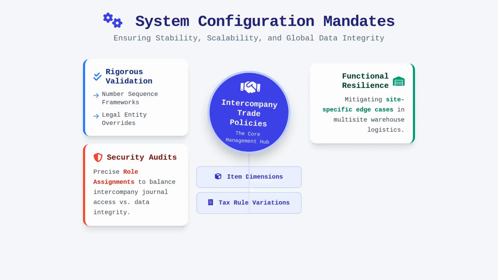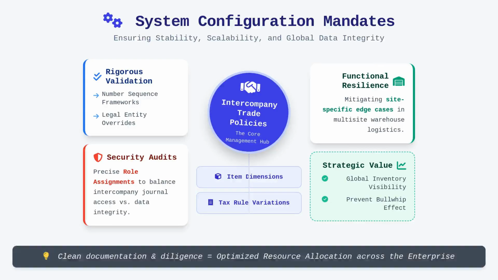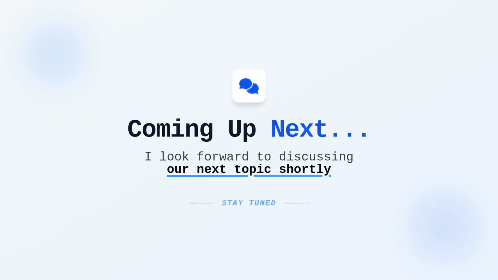By keeping your intercompany trade configurations clean and well-documented, you significantly reduce the overhead required to maintain global inventory visibility. This level of diligence prevents the bullwhip effect and ensures that your resource allocation is truly optimized across the entire enterprise. I look forward to discussing our next topic shortly.